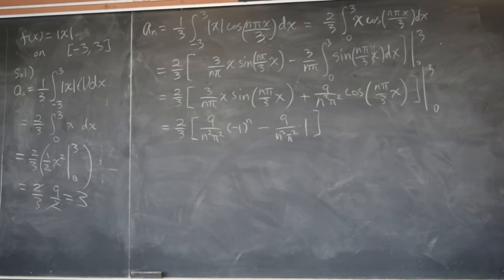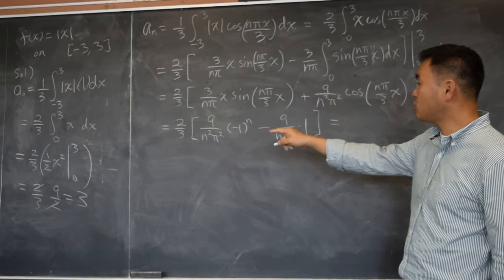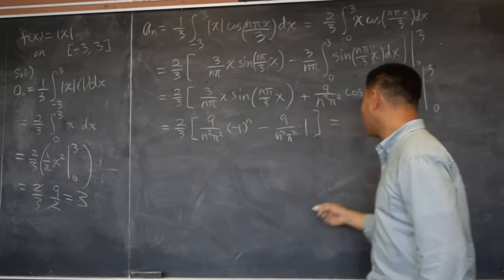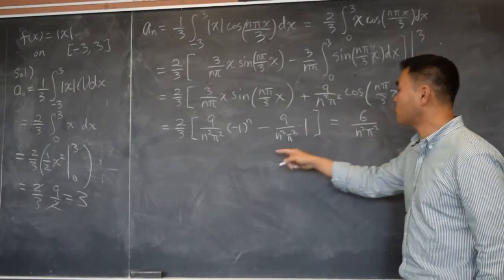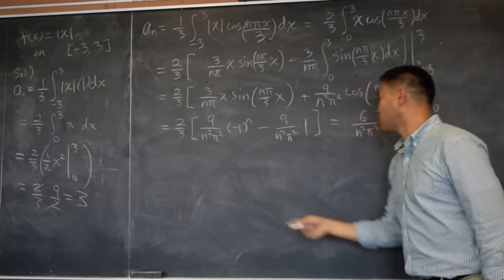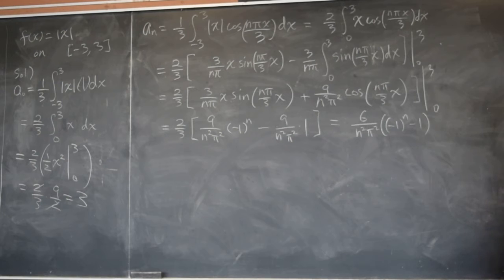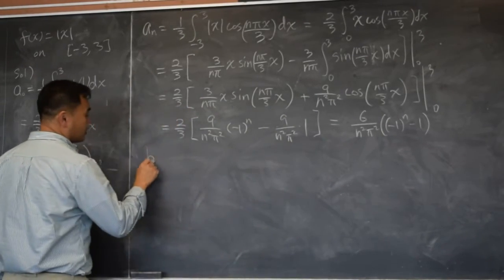Okay. Now we multiply 2/3 to it. So 9 over 3 is 3, 3 times 2 is 6. So you have 6 over n squared pi squared for both of them. But let's factor these out. I think that's better. So I get negative 1 to the n minus 1. So that's your AN. How about BN?